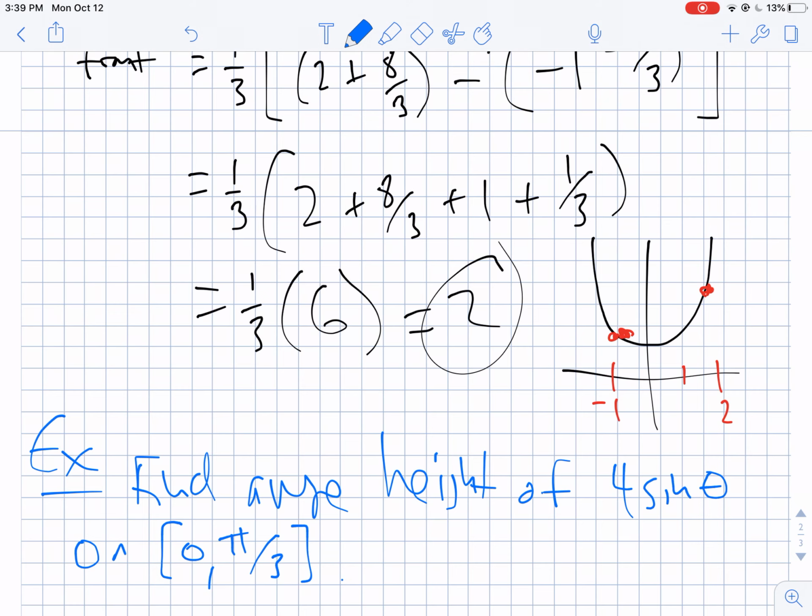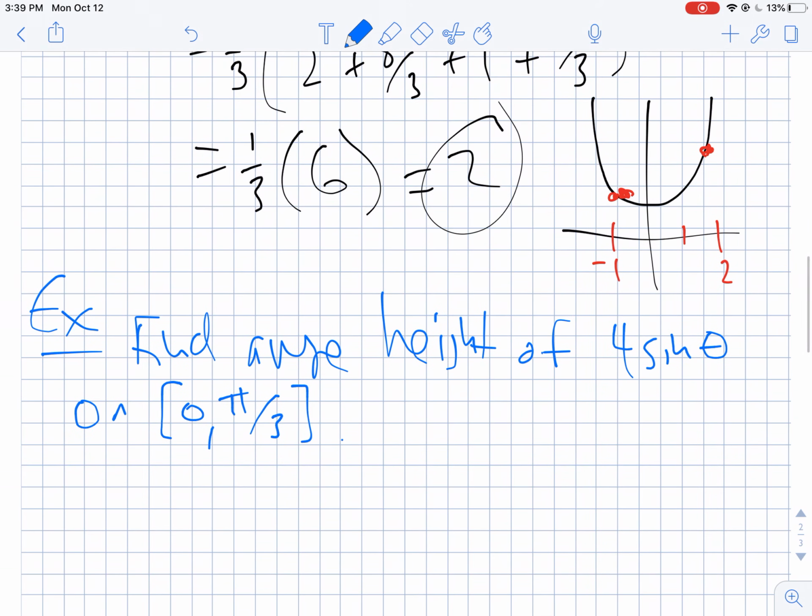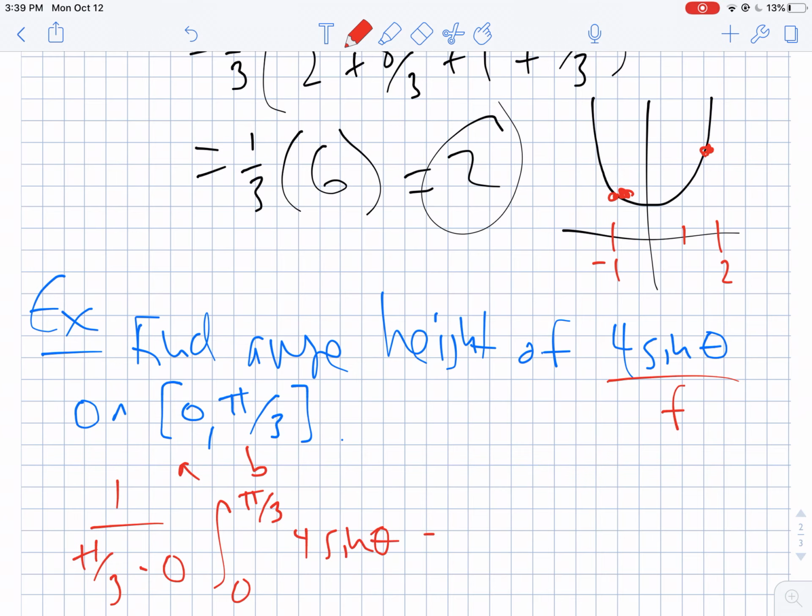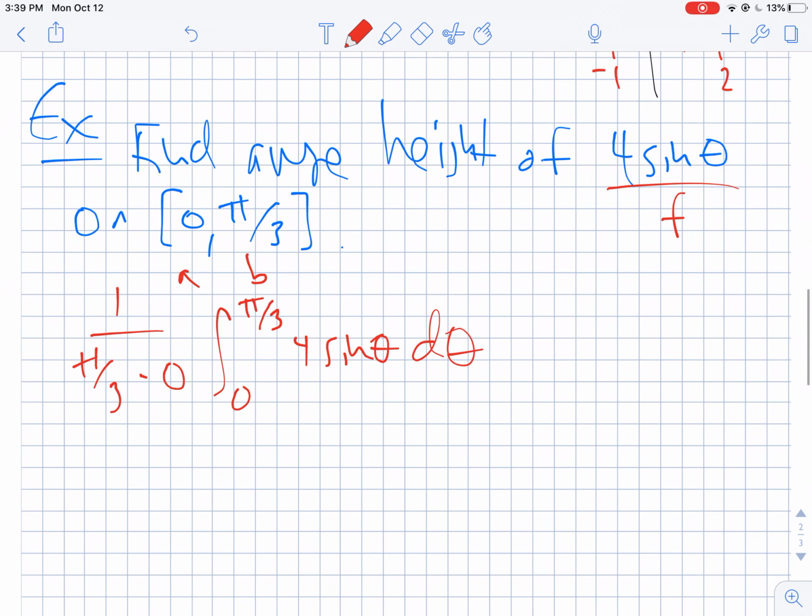Now, if you want to pause this and try this on your own, not a bad idea. Okay, so let's go ahead. This is your f right here. This is your a, and that's your b. So this will be 1 over pi over 3 minus 0. We're going to talk about dealing with that constant in a minute. Times the integral from 0 to pi over 3 of 4 sine theta.